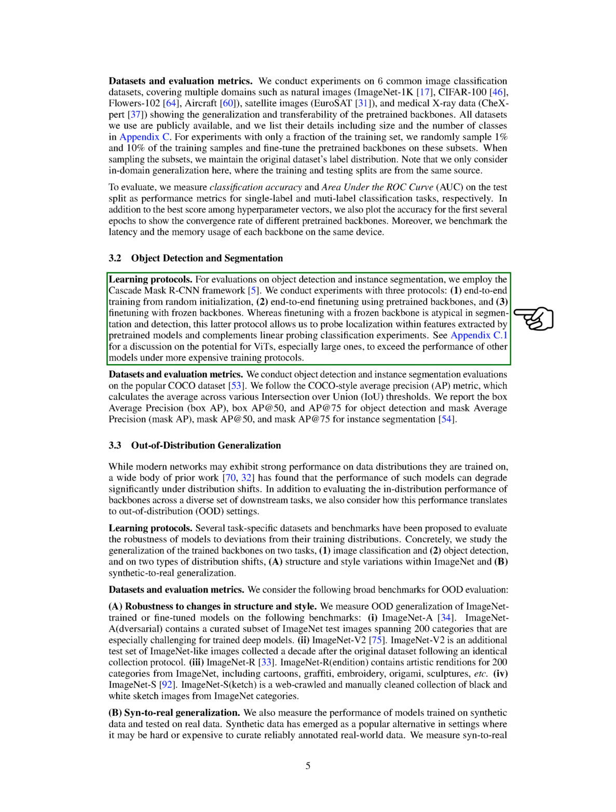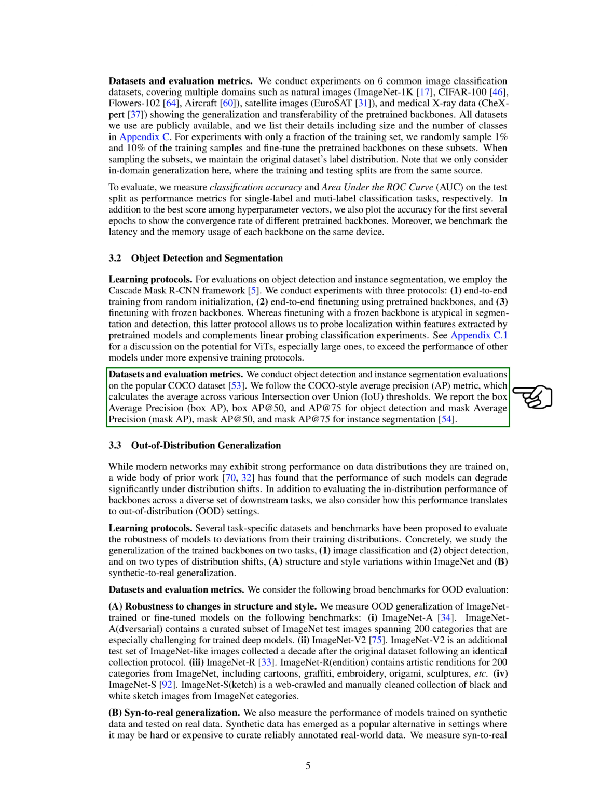For object detection and segmentation tasks, we used the Cascade Mask RCNN framework and conducted experiments with 3 protocols: end-to-end training from random initialization, end-to-end fine-tuning using pre-trained backbones, and fine-tuning with frozen backbones. We conducted evaluations on the popular COCO dataset and followed the COCO-style average precision (AP) metric.